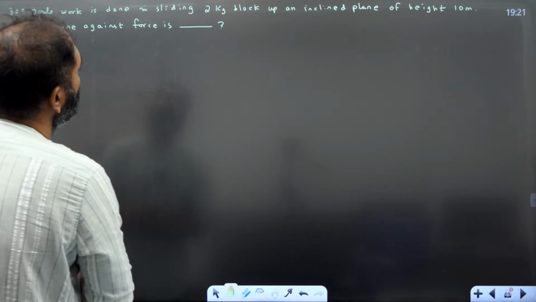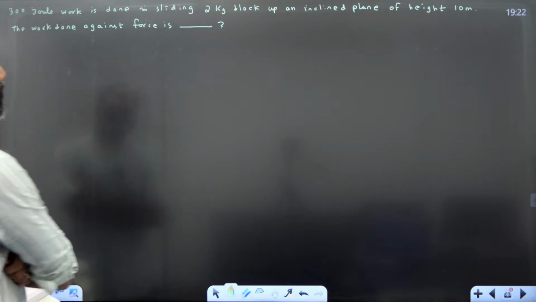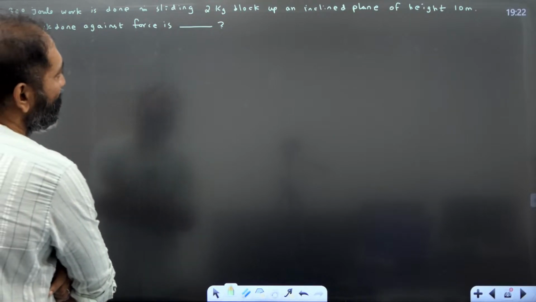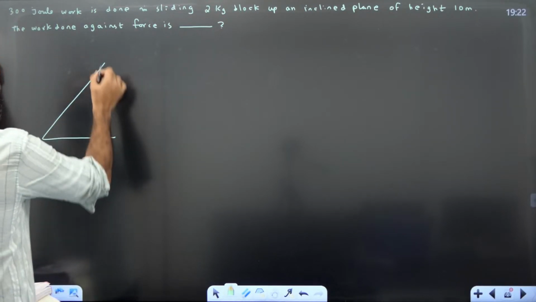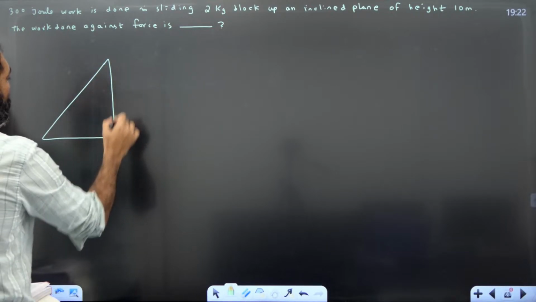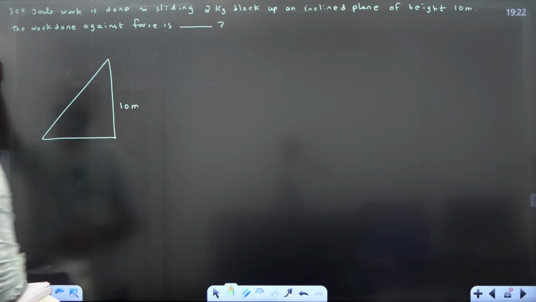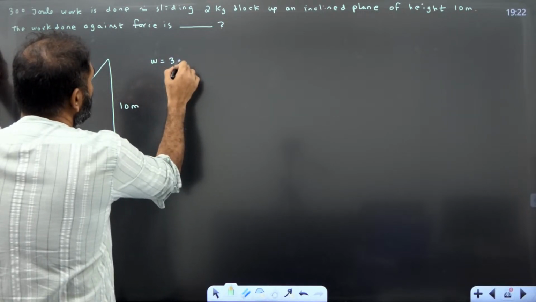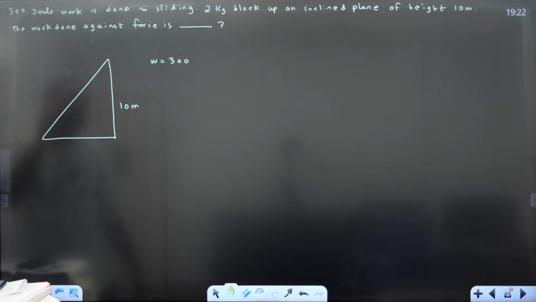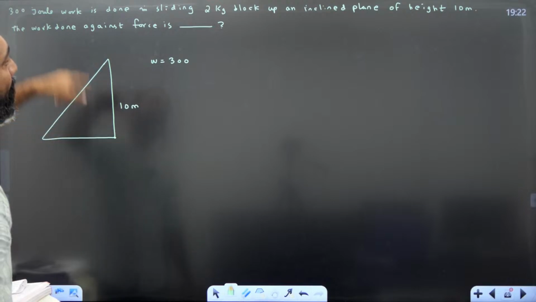300 joule of work is done in sliding a 2 kilogram block up an inclined plane of height 10 meter. So there is an inclined plane. What is the height of this inclined plane? 10 meter. How much work is done? 300 joule. So work done is 300, to a height h.